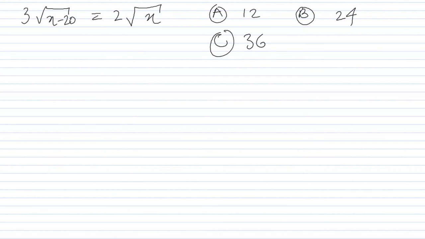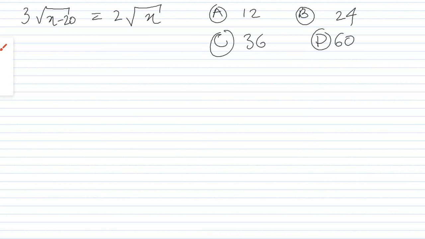So I'm going to rewrite the question. So 3 root x minus 20 equals 2 root x. And I'm going to rewrite the options. So A equals 12, B equals 24, C equals 36, and D equals 60. So this method requires you to input the values, the options A, B, C, and D. And you're going to do it as fast as you can, so that you're not going to make any mistakes.